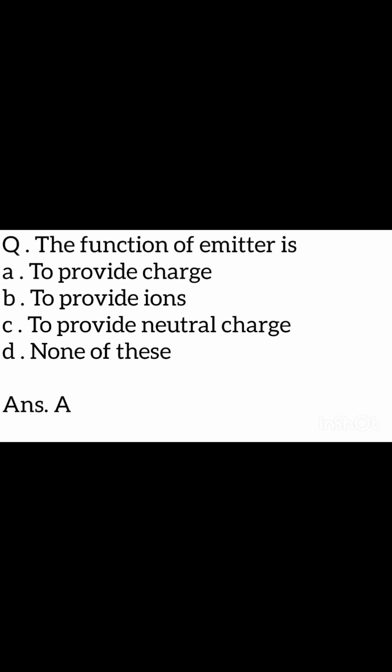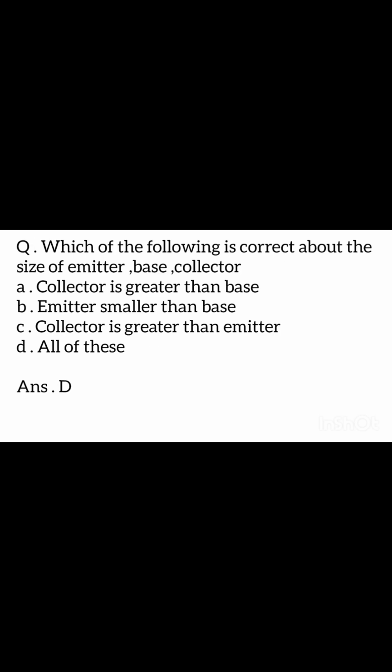Next question. Which of the following is correct about size of emitter, base and collector? Option A. Collector is greater than base. Option B. Emitter smaller than base. Option C. Collector is greater than emitter. Option D. All of these. So the answer of this question is option D. All of these.